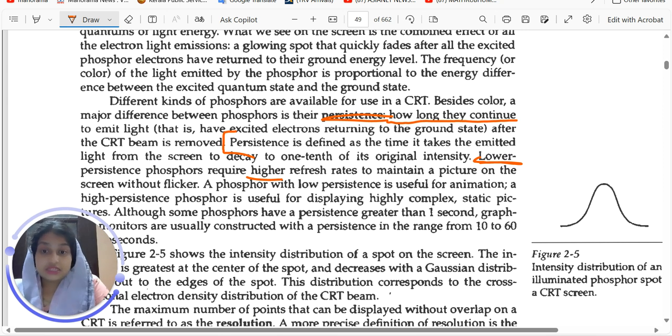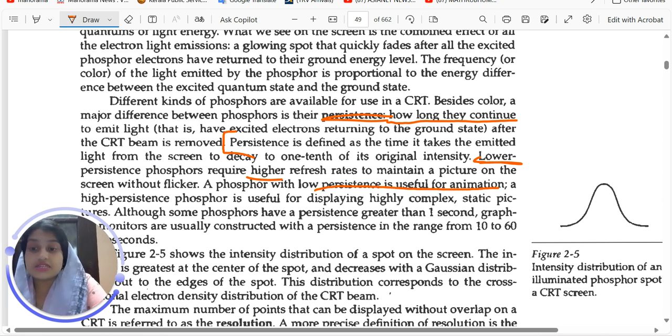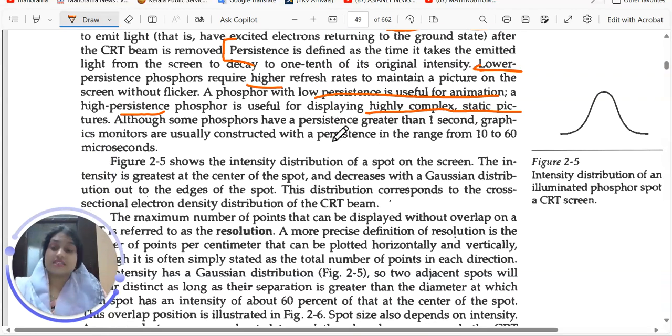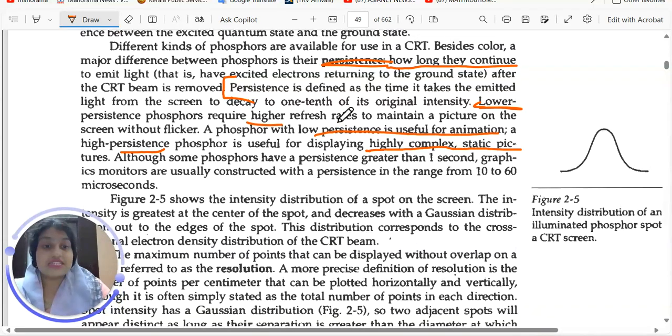A phosphor with low persistence is used for animation, and a phosphor with high persistence is used for displaying highly complex static pictures. Although some phosphors have persistence greater than this, graphic monitors are usually constructed with a persistence in the range of 10 to 60 microseconds.